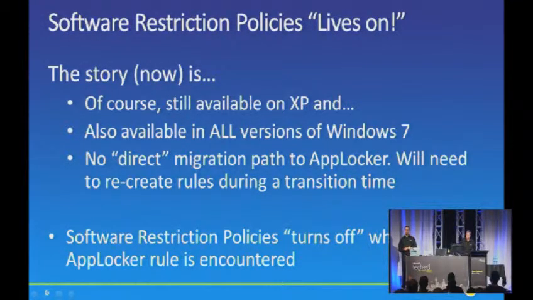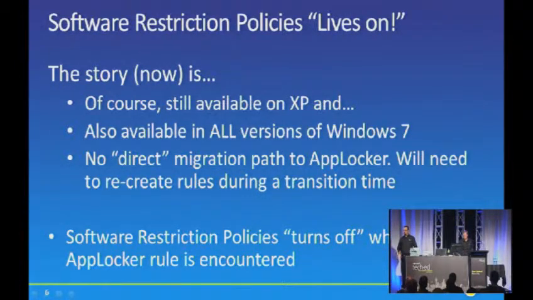Turns out this is actually very tricky. Okay? Software restriction policy turns off when the first AppLocker rule is encountered. Let me say that again. You've got all of your software restriction policy stuff. It's all working. Everything's great. You turn on your first AppLocker rule, bam, it's like software restriction policy doesn't even exist on client machine number 17.